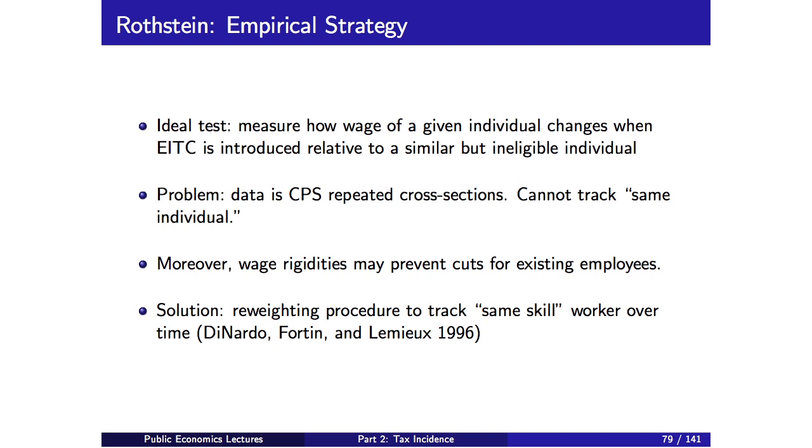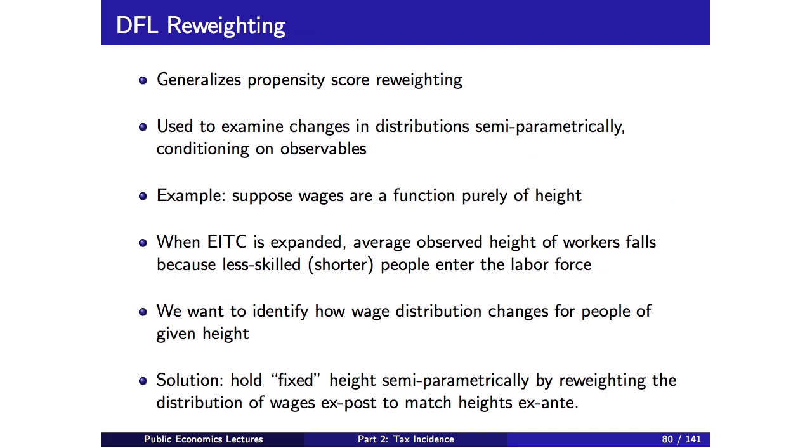So the technique that he's going to use, which is a very useful technique and relates to the synthetic matching, is a reweighting procedure that allows you to, in some sense, track the same skilled worker over time. And this is the DiNardo, Fortin, Lemieux paper. Okay, so what's DFL reweighting? It seems like it can be a little bit hard to understand when you look at the paper, but it's actually very simple. What DFL reweighting does is essentially generalize propensity score reweighting in order to examine changes in distribution semi-parametrically, conditioning on observables.